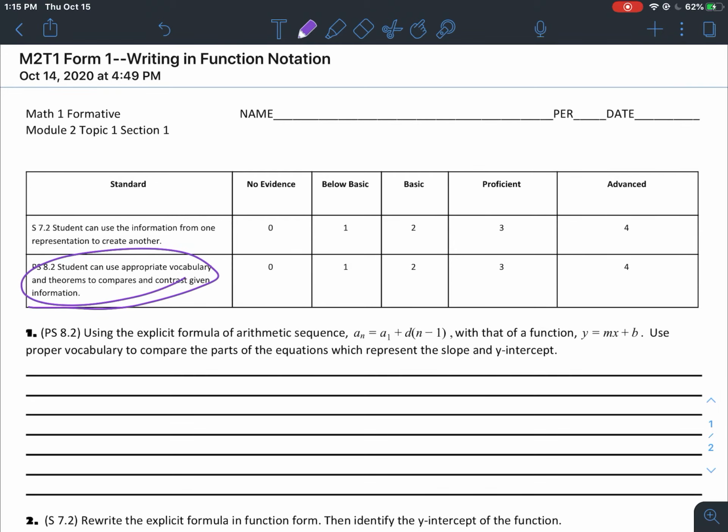So we'll be using the explicit formula of the arithmetic sequence, which in case you didn't remember, I gave to you, with that of a function y equals mx plus b. So we're comparing these two formulas or functions or ways to write functions. Use proper vocabulary to compare the parts of the equations that represent the slope and y-intercept. So let's start out with the easy one.